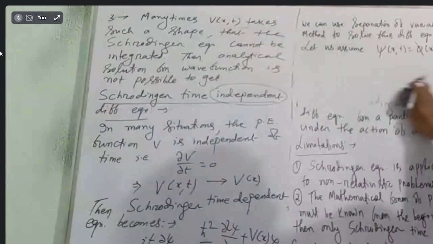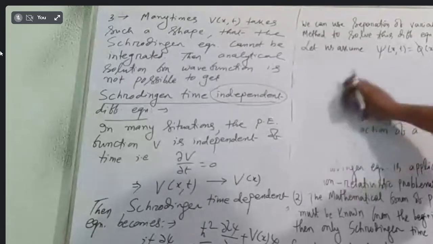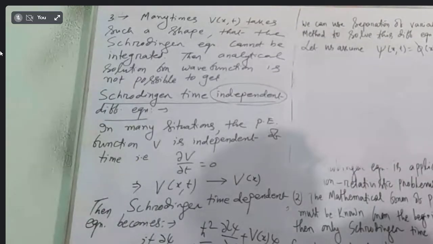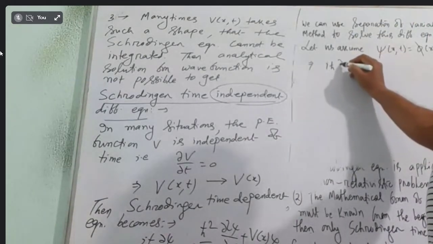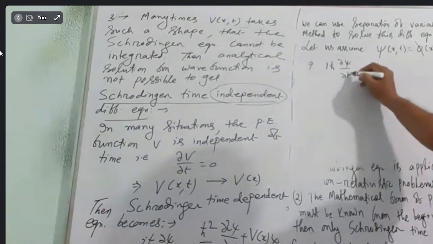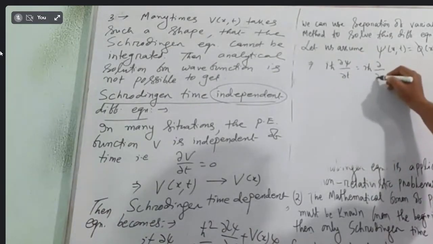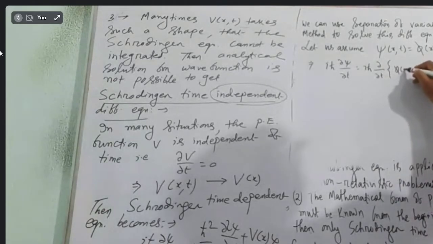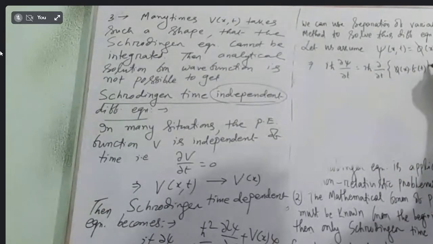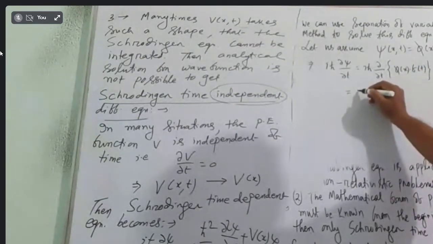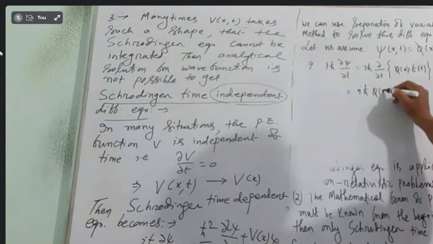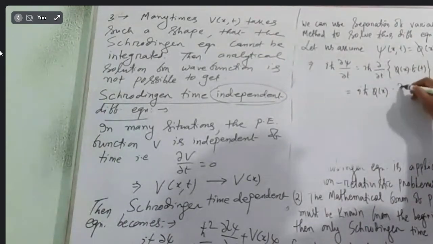Such type of assumption is possible only when the coefficients are constants or functions of only one independent variable. This gives me i h-cross del psi by del t, i h-cross del by del t of phi(x) into f(t). Now phi(x) is independent of t, so that can be treated as constant. i h-cross phi(x) into del f by del t.